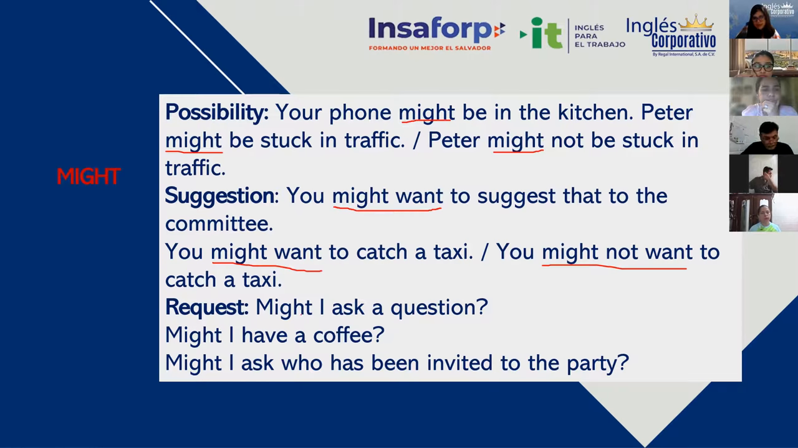And for making requests, I will say might, but as it is a question, I'm going to put the modal at the beginning. Might I ask a question? Might I have coffee? Might I ask who has been invited to the party? This is very British, you know. Using might in a request is very British. What we would use more in a request is could. Could I ask you a question? Could I have a cup of coffee? Could I ask who has been invited to the party? So it would be more could, right, in this case.